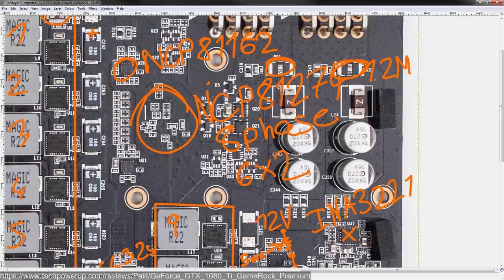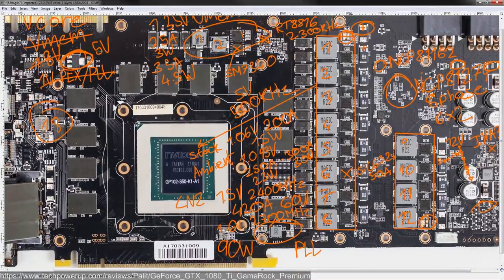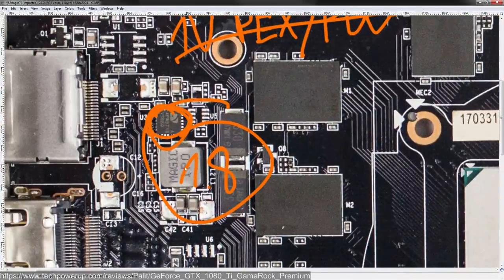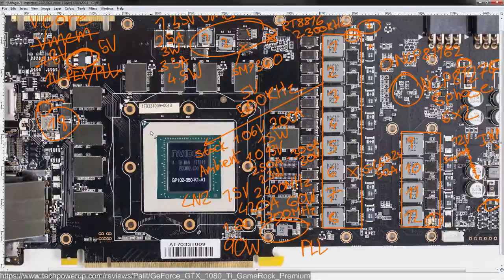So that's it for the PCB. I rather like the card. It's really not bad as far as a PCB goes. Also, this right here is probably an integrated DC buck converter from Anpec, just because that's their logo, if anybody's wondering. Anyway, it's not a bad PCB.